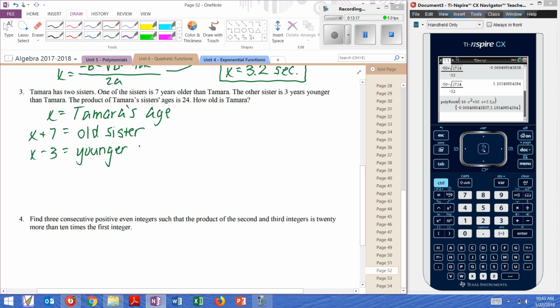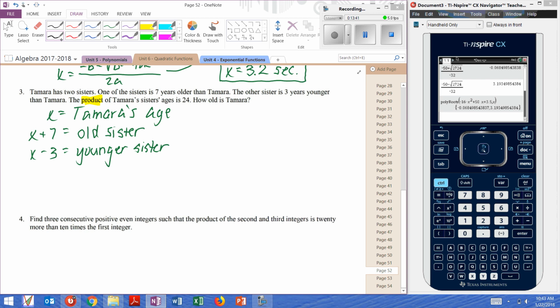Okay, so immediately we need to write out let statements. We cannot start a problem like this if we don't even have a variable labeled. Like if I start using x's and I don't say what it is, I'm going to assume that it's monkeys in the zoo, and we don't want to do that. We're dealing with Tamara, however we say it, her age. Okay, the product of her sisters' ages is 24.